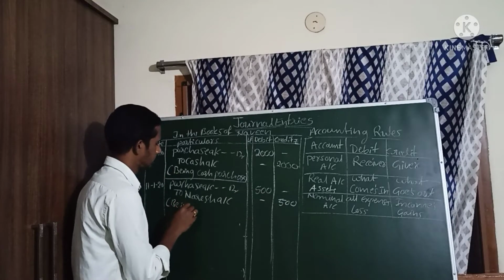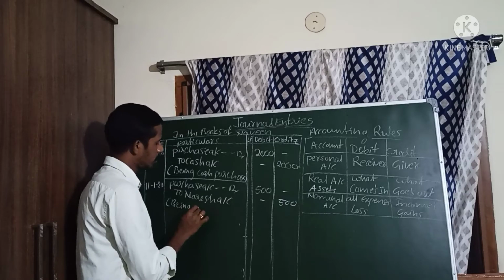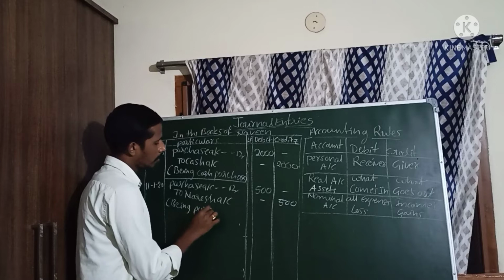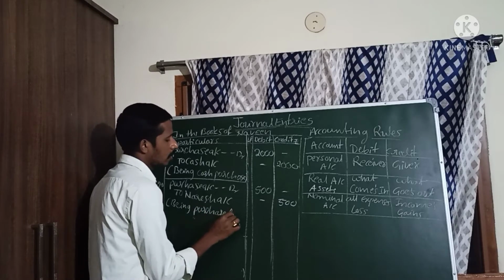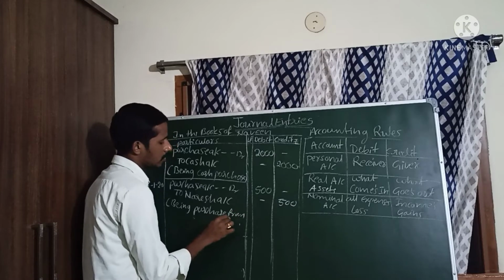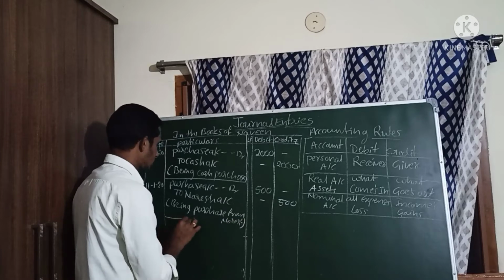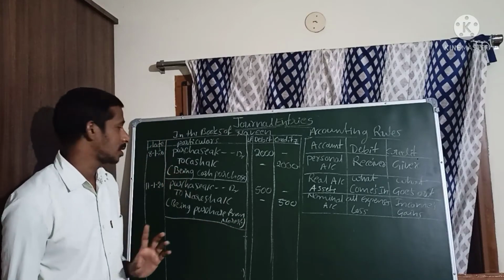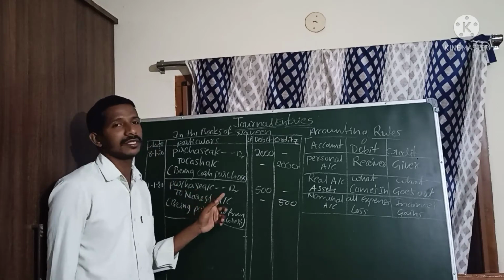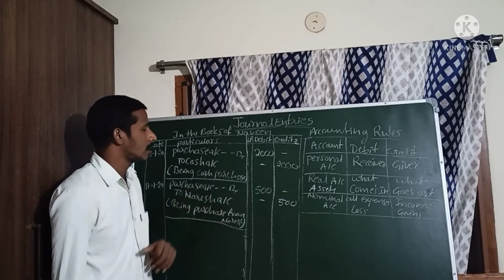Being goods purchased from Naresh. This is credit purchase. We are not paying the amount, which means it is a credit purchase. Credit purchase means you should write down purchase on the debit side, and the name of the person on the credit side. Okay.